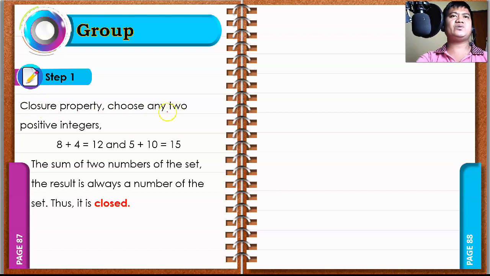So we will choose any two non-negative integers. For example, we have 8 plus 14. 8 is a non-negative integer, 14 is a non-negative integer, and the resulting number is also a non-negative integer. So addition is closed. Another example, 5 plus 10 is equal to 15. So the sum of two numbers of the set is always a number of the set. Thus, it is closed. In other words, non-negative integers is closed under addition.